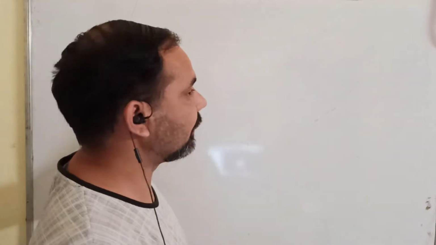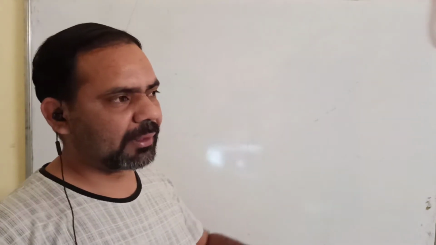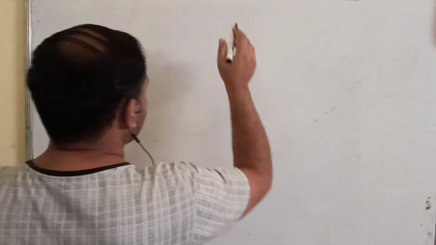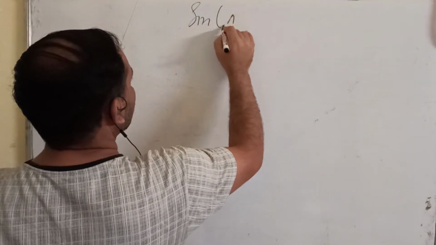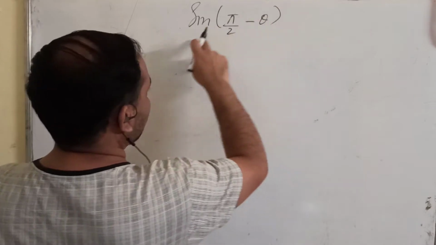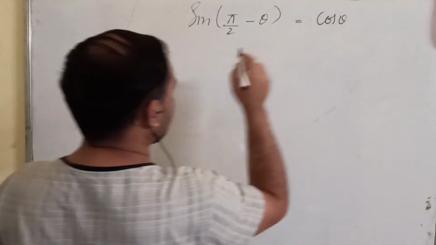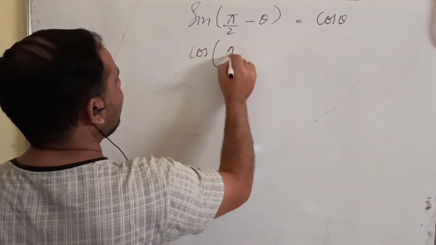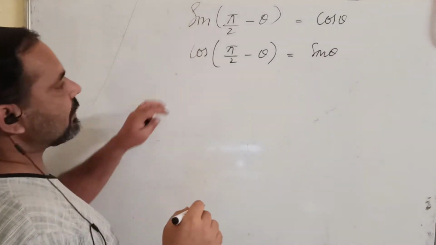Now you know the values of ratios for these angles 0, 30, 45, 60 and 90. Now suppose you get a higher angle, then how will you find out the values? Before starting that, let me ask you, do you know how much is sine pi by 2 minus theta, which is actually sine 90 minus theta? It is cos theta, and cos 90 minus theta is equal to sine theta.